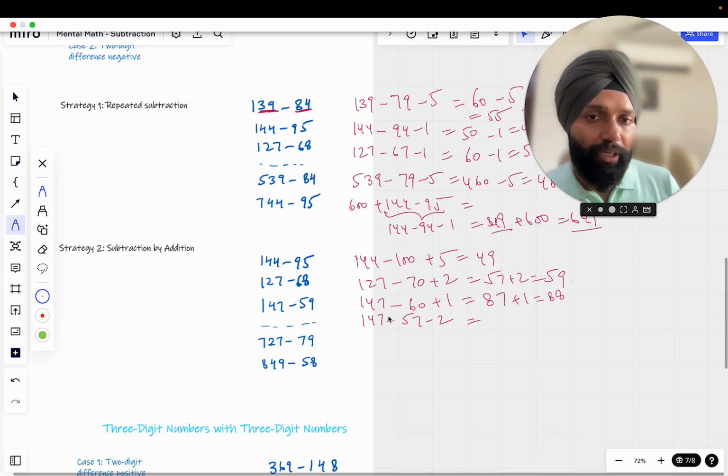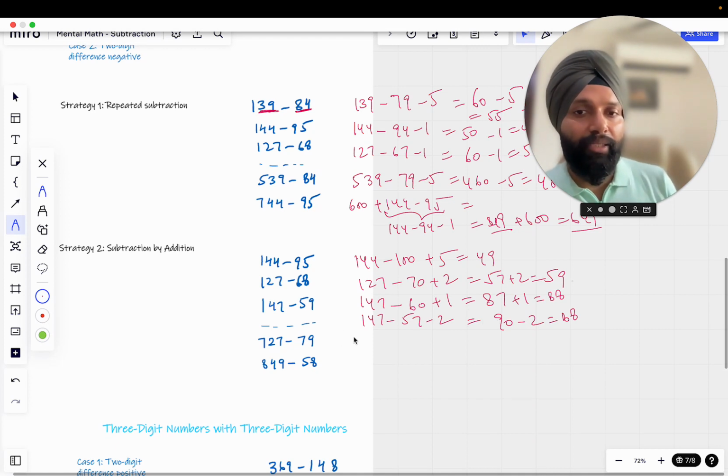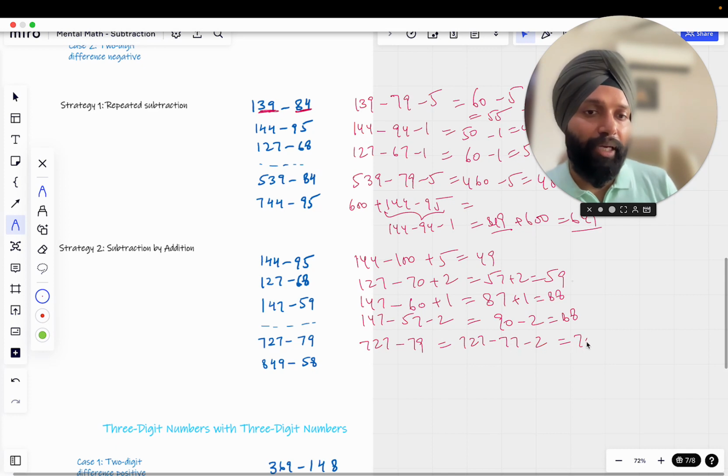So now 14 minus 5 is 9, so 90, right? Minus 2 is 88. Of course you can do it either way. You can also mix things up. So let's look at 727 minus 79. You can do this as 727 minus 77 minus 2. So 27 you can take out, so that becomes 700 minus 50 minus 2, which is 650 minus 2, which is 648. This is one way.